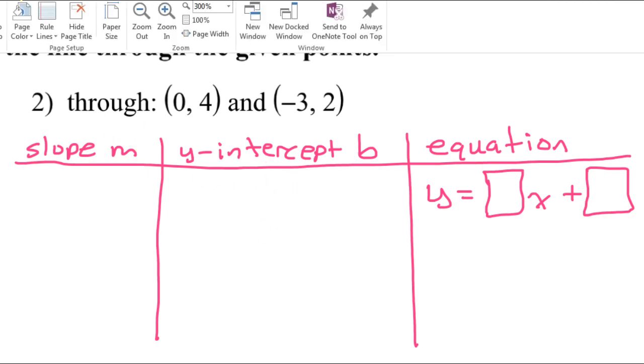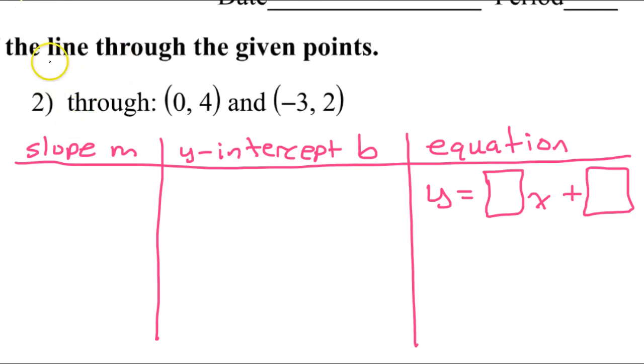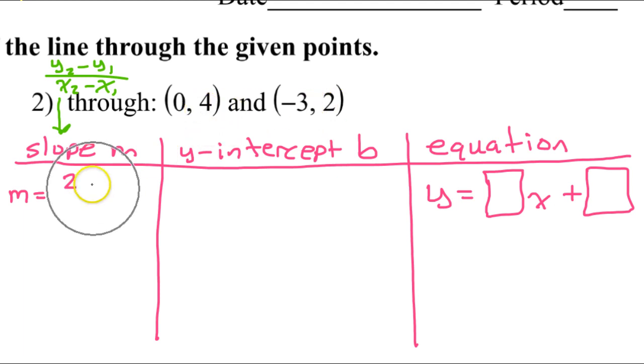As I discussed on the previous problem, the slope is going to be found by doing y2 minus y1 over x2 minus x1. So that's what I'm going to use to find the slope right now. The slope is going to equal y2 minus y1, so that's going to be 2 minus 4, over negative 3 minus 0.